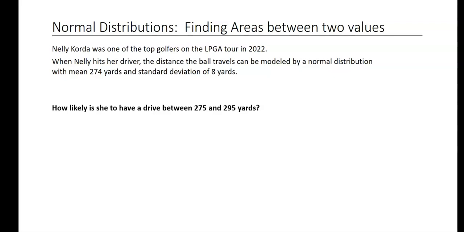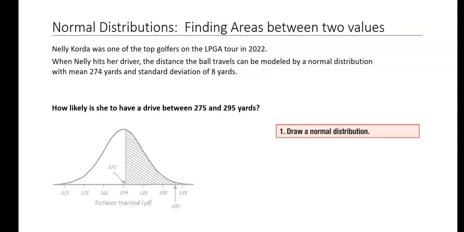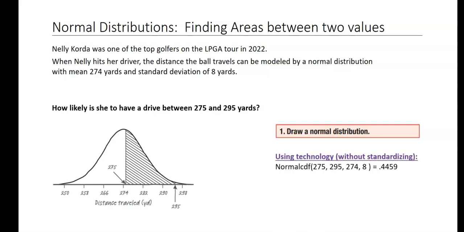62% of your Indiana 7th graders earn equivalent ITBS vocabulary scores between 6 and 9. Okay, how likely is she to hit a drive between 275 and 295? So again, not a bad idea to draw it. You're shading from 275, just over the mean, to 295, which is pretty far out there, pretty close to 2 standard deviations.